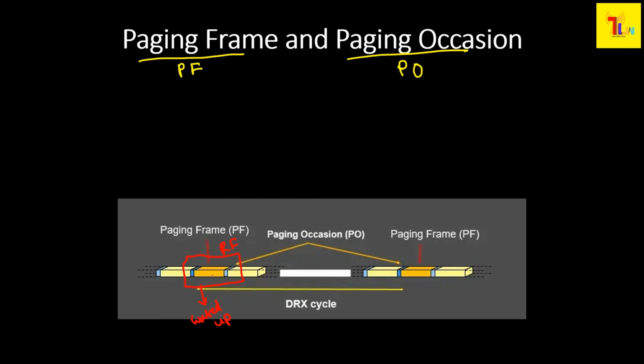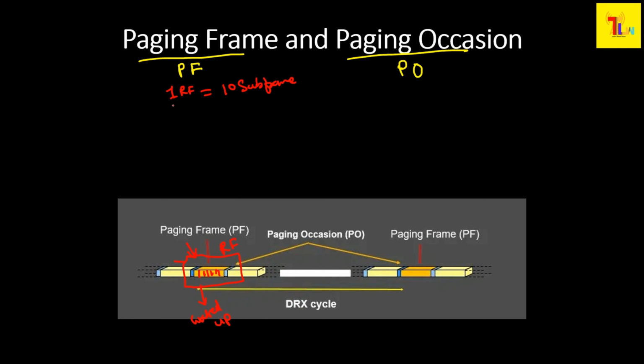Okay, so this paging frame, one radio frame, will be having tens of subframes. There is one more mechanism here. It will be waking up at this particular radio frame, but it will not wake up for all the subframes. Here also we use one fundamental to save more battery.